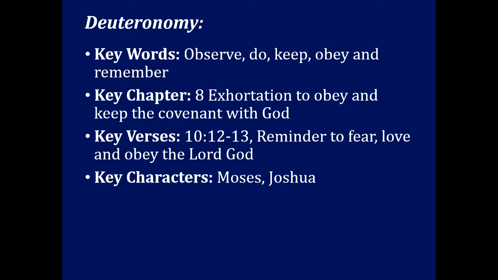Key characters, Moses and Joshua. We're going to have the passing of the torch. It's amazing. At the end of this section, I'll show you all the different references that we have to Joshua and Moses together. But here we have the passing of the mantle, where now Joshua is going to take over and he's going to lead them into the promised land, the land of Canaan.